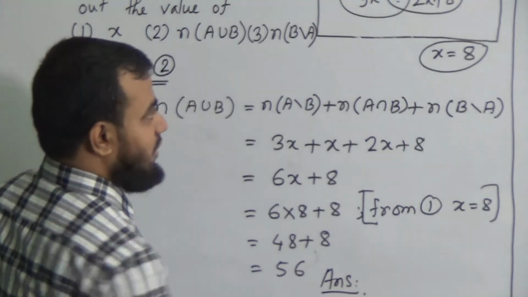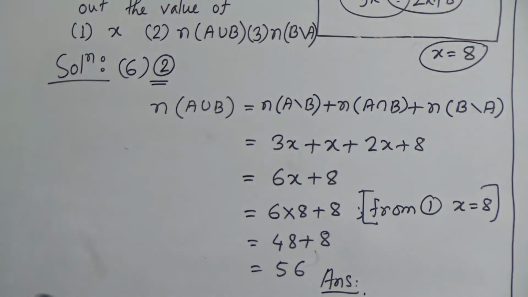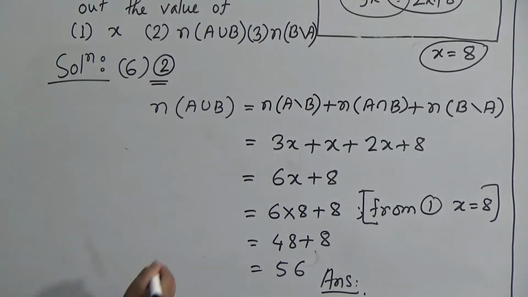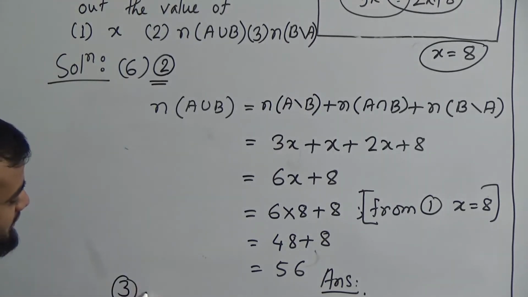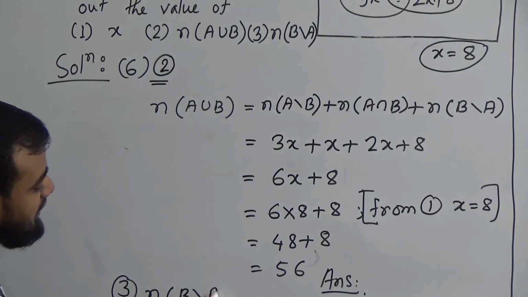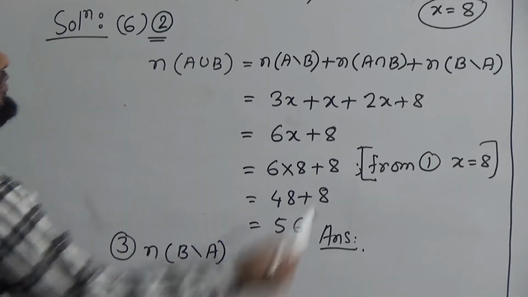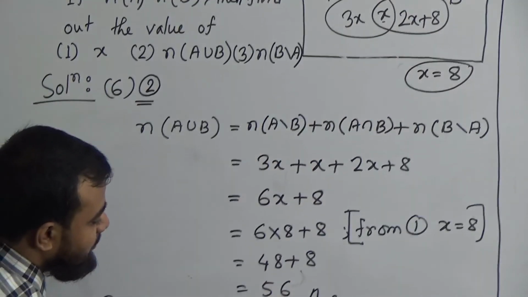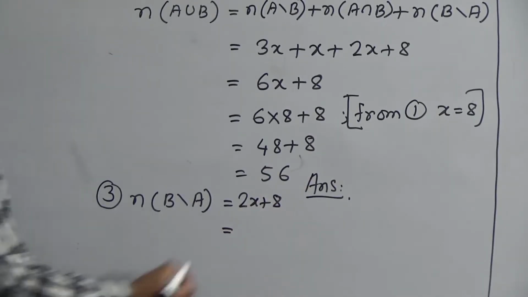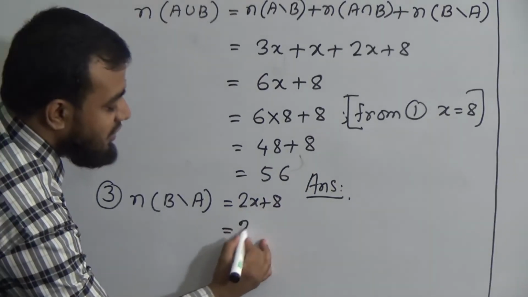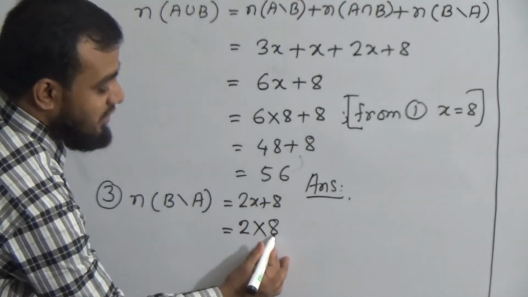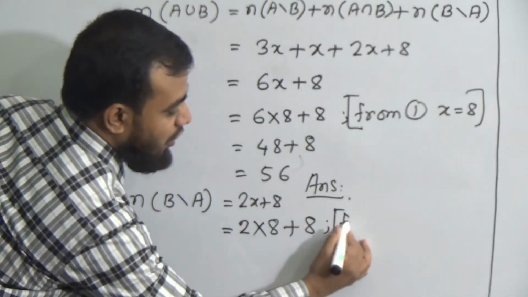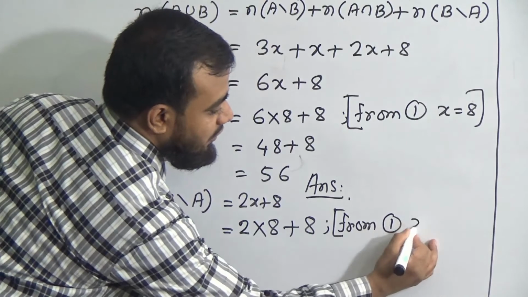I think my students you have understood. Now the third question, it's also easy. In the third question, we need to find the number of elements of B delete A. We can find it here also. Okay, it's the number of elements of B delete A. My dear students, from the figure, the number of elements of B delete A equals twice x plus 8. So write it down, twice x plus 8. Now we know the value of x is equal to what? The value of x is equal to 8. So put it down, 2 multiplied by 8 plus this 8. Okay, and you can write down the note again, from 1 x equal to 8.